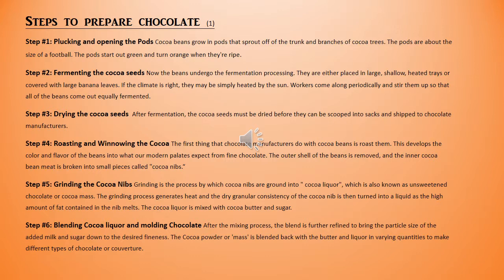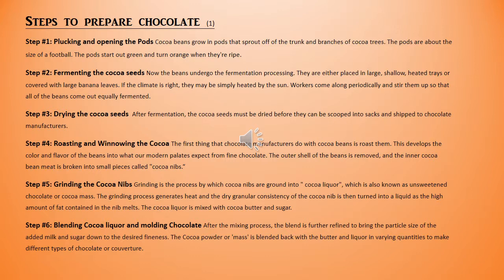Step 3 is the drying of the cocoa seeds. After the fermentation, the cocoa seeds must be dry before they can be scooped into sacks and shipped to chocolate manufacturers. Later on, when they get to the manufacturers, they have to roast and winnow their cocoa. The first thing that chocolate manufacturers do with cocoa beans is roast them. This develops the color and flavor of the beans into what our modern palates expect from fine chocolate.